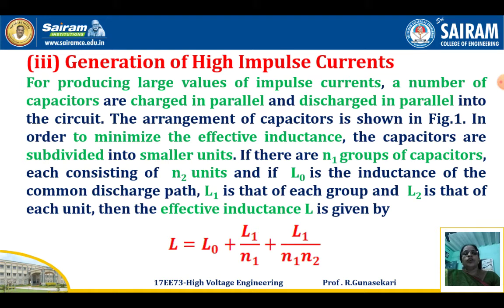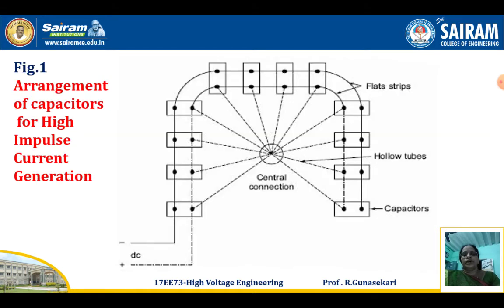For producing large values of impulse currents, a number of capacitors are charged in parallel and discharged in parallel into the circuit. The arrangement of capacitors is shown in figure 1. Now you see the figure. This figure represents the arrangement of capacitors for generation of high impulse current only. Now see, the input is DC.